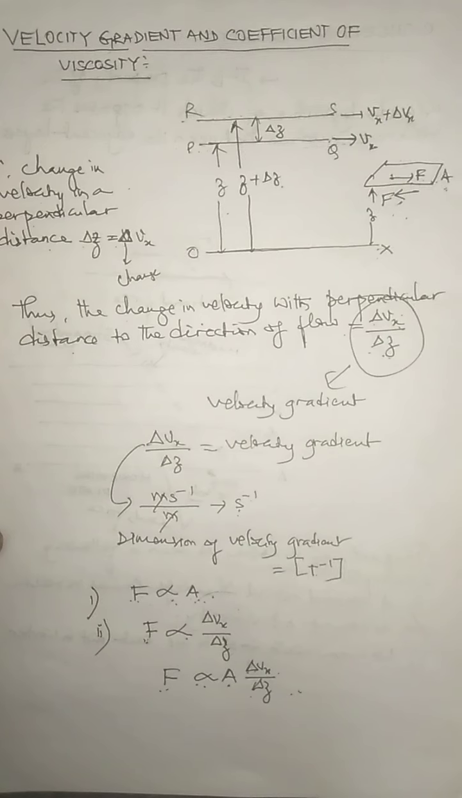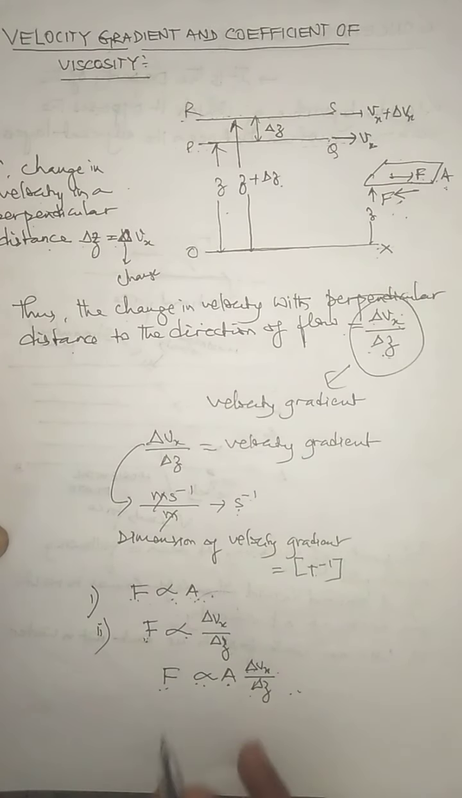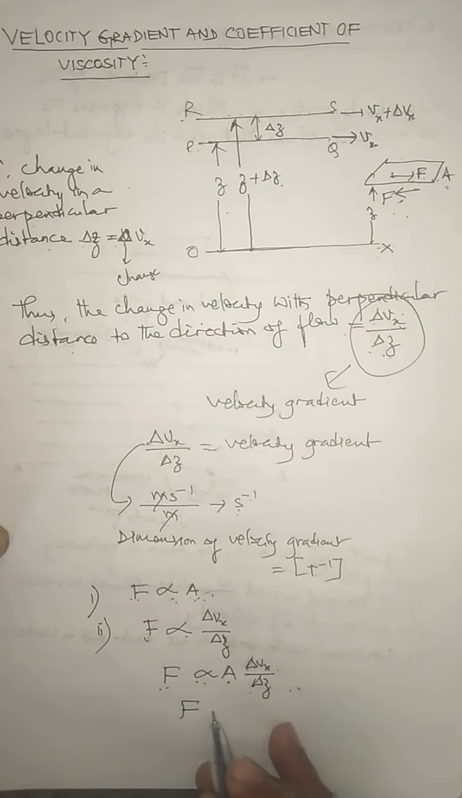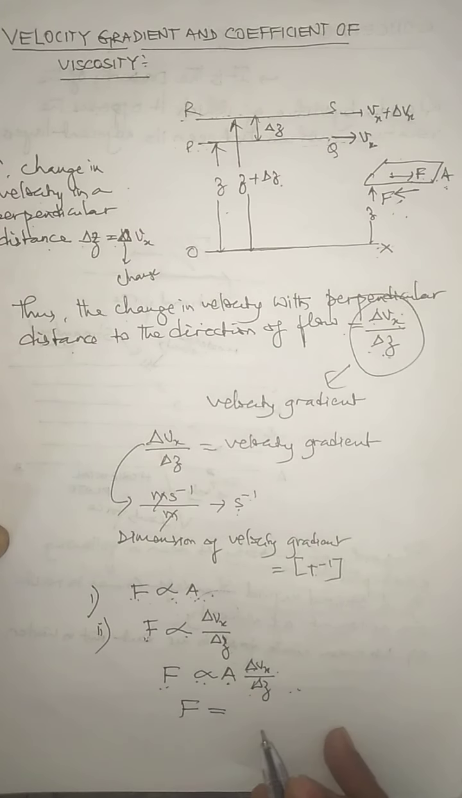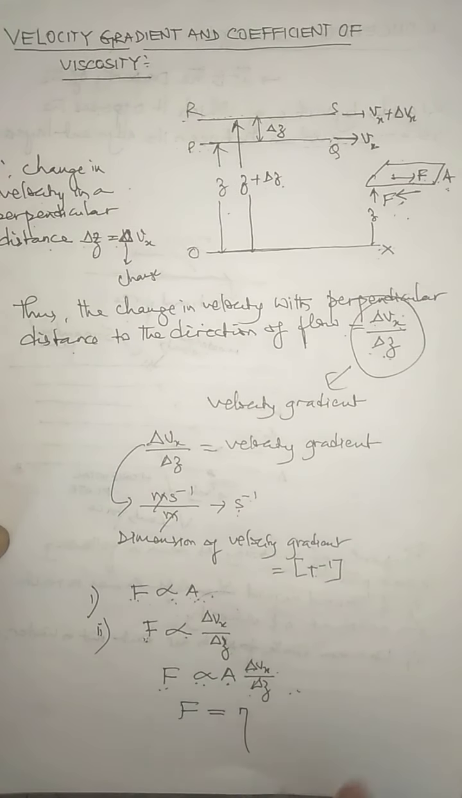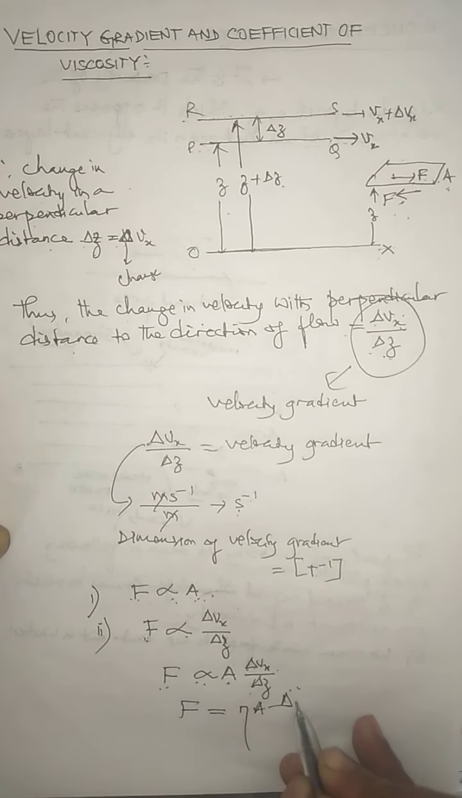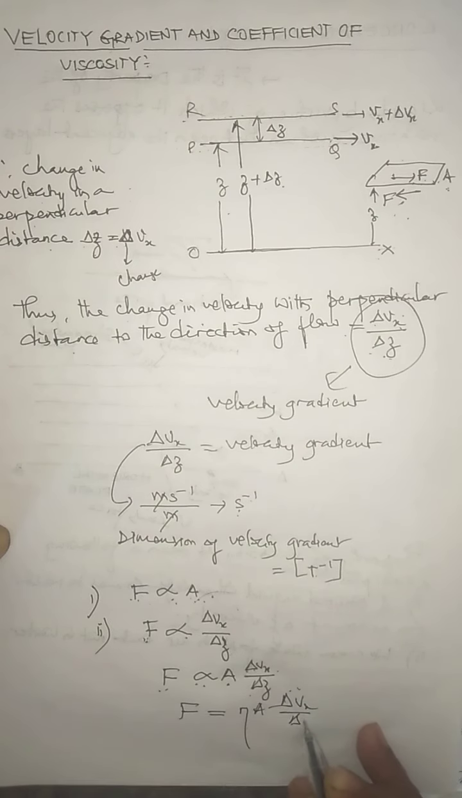And children, you know very well that when you change the proportional sign to an equals sign, you have to put some constant. So I remove the proportional sign, replace it with an equals sign, and put a constant, which we denote by the symbol eta. So F equals eta A delta vx by delta z.